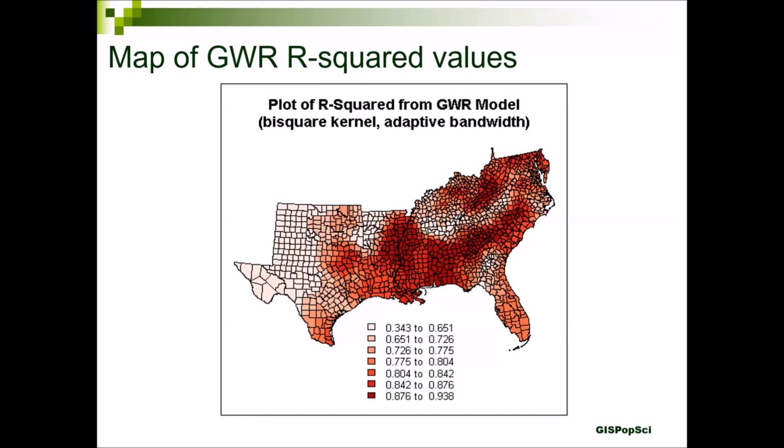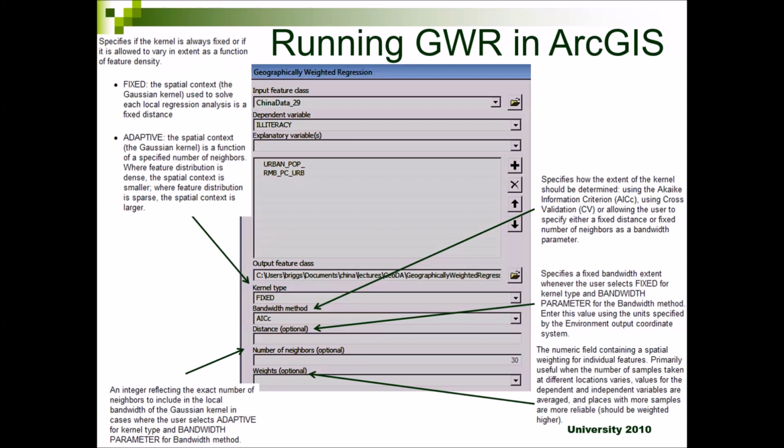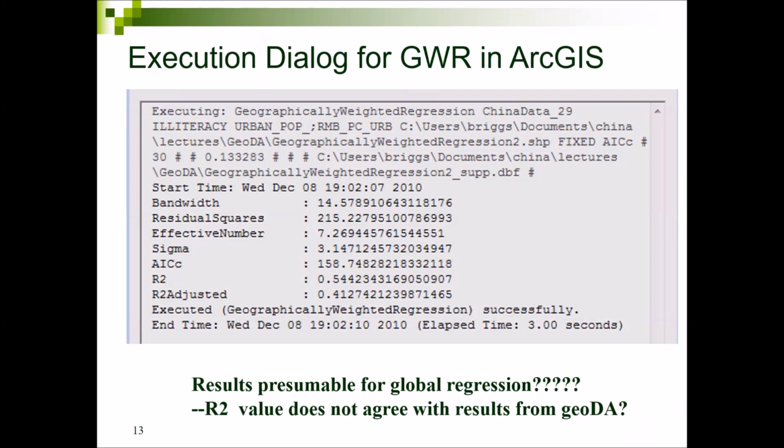Okay. And so it gets a little bit more complex. We're talking just a little bit about chapter 12, and then we're going to hop into chapter 13. But when we run this thing here, illiteracy is explained by urban population and this percentage right here. And so the rest kind of works the same. Bandwidth method, number of neighbors, weights. I rarely use weights right here, but you can see we get things like R squared, 0.54.